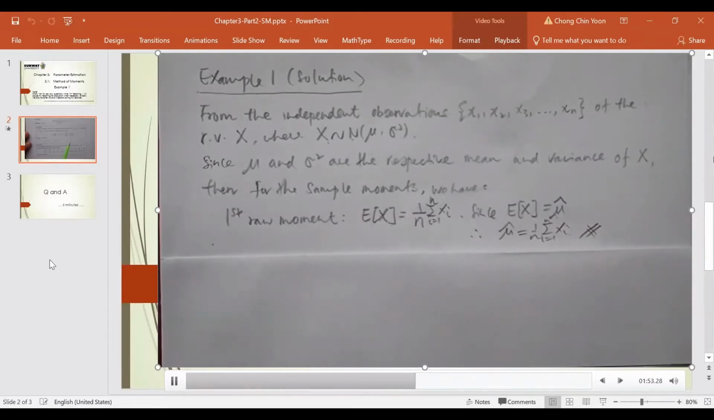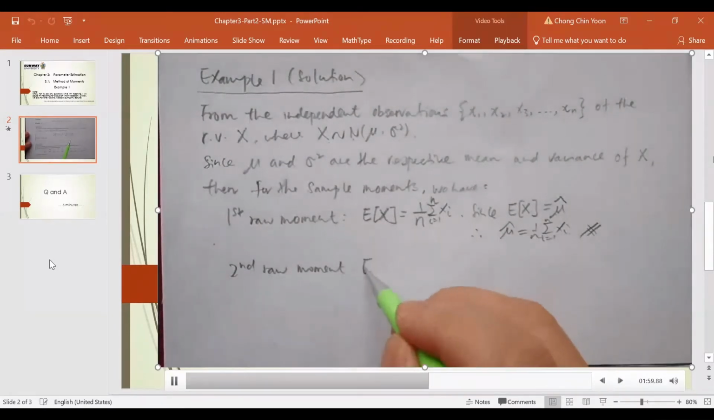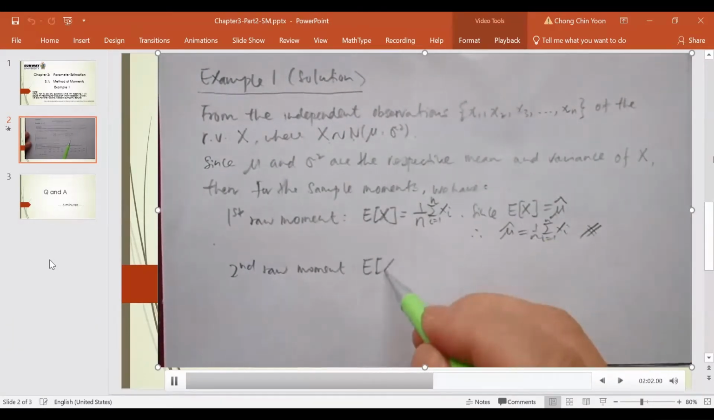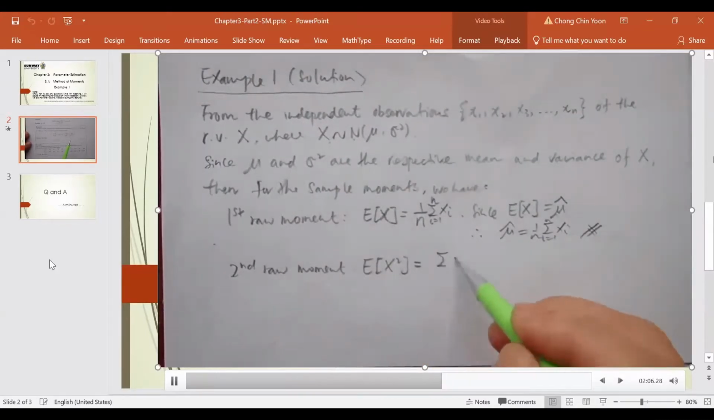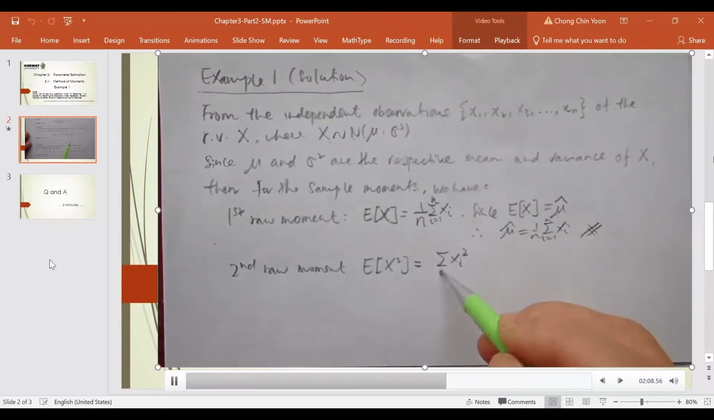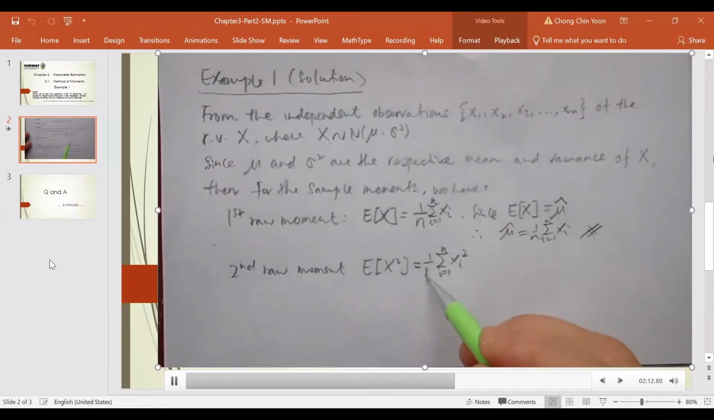Next, we go to the second raw moment. For the second raw moment, we will have the expected value of X squared equal to the summation of xi squared, where i is from 1 to n, and this result divided by n.